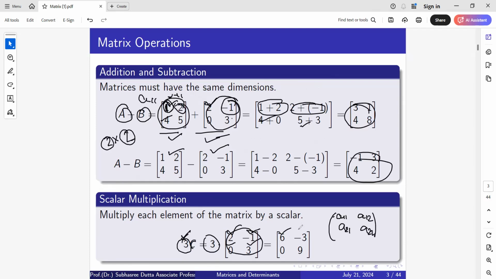So the output matrix is 6, -3, 0 and 9. You cannot multiply it with only one row or one column. You have to multiply it with all the rows and columns.